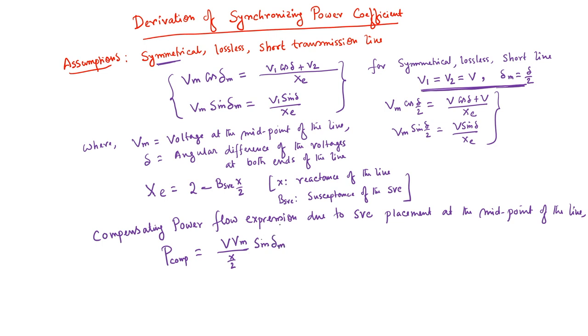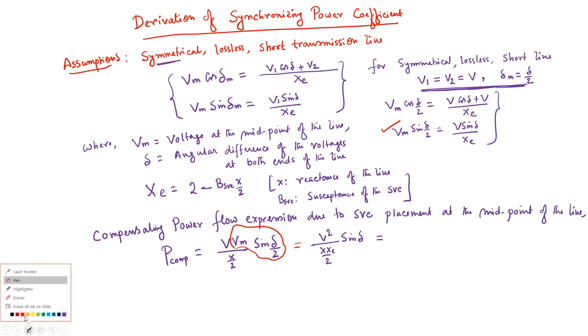Now, we will put in these values of V m and del m. So, del m is here delta by 2. I simply replaced this del m by delta by 2, and we know that this V m sin delta by 2 is this. So, let us replace this. What we get is V square divided by x c by 2 in the denominator, then sin delta. Now, let us consider this x c by 2, the denominator, as x t.